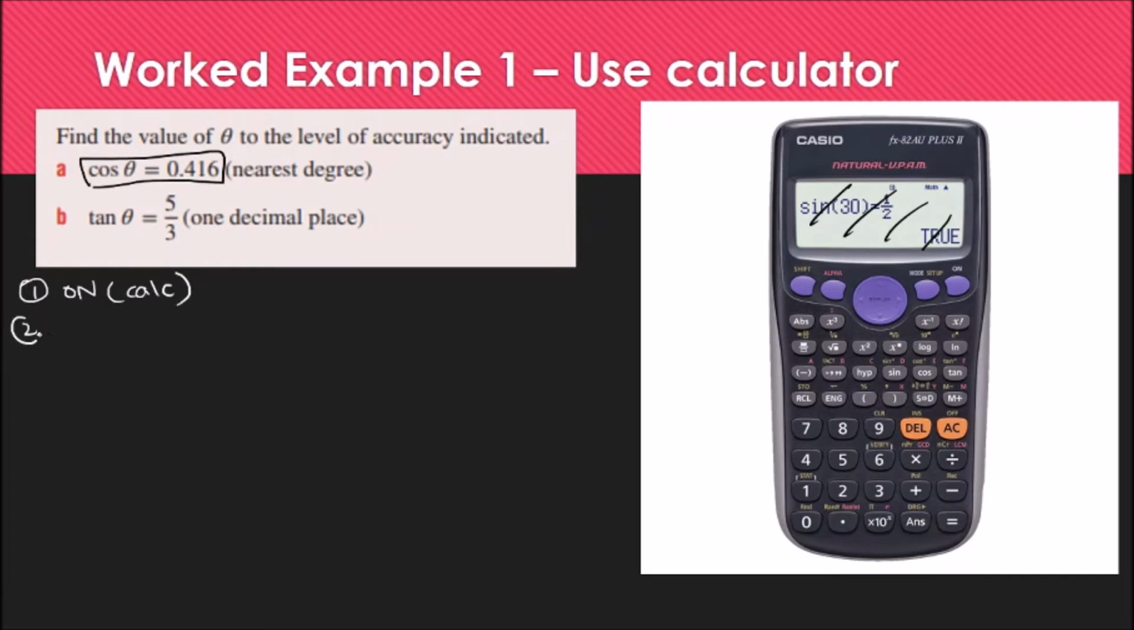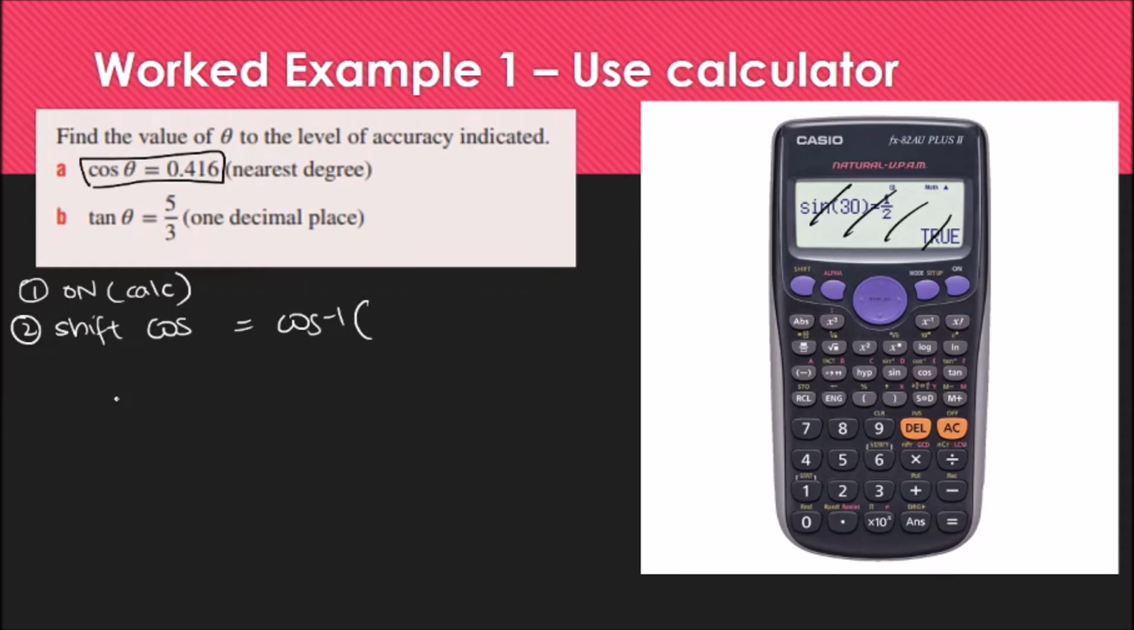And then what you need to do is click the shift button, and the shift will give you access to all of these buttons at the top. That's why it's the same color. So if you look at cos, because we are dealing with cos in A, you do shift and you press cos, and that will give you cos -1. So I need you to do that now, shift cos, and you should get this on your calculator. This is what you'll see.